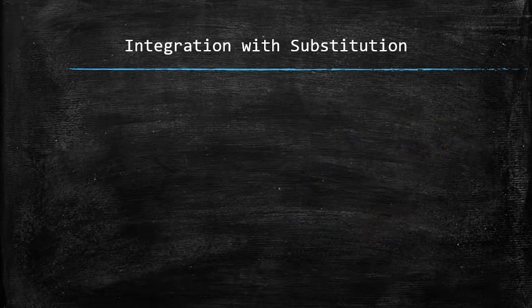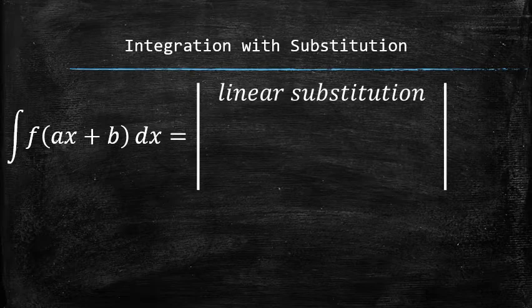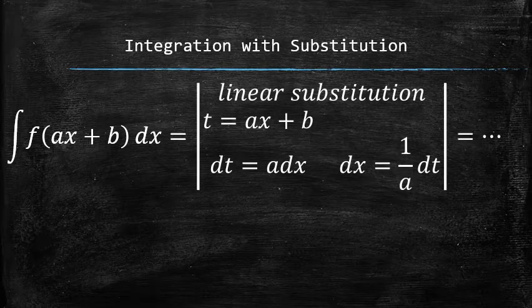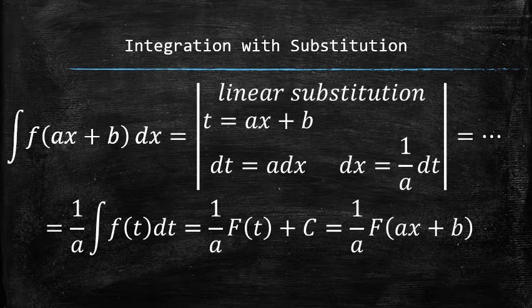This technique is especially useful when we integrate a composition of functions in which the inner function is linear. In such a case, we set it up by setting t equal to the inner linear function, and this makes everything just so much simpler to handle. So as a result, we get a simple indefinite integral in terms of t, which we complete by finding the antiderivative and then plugging in the original linear function for t.